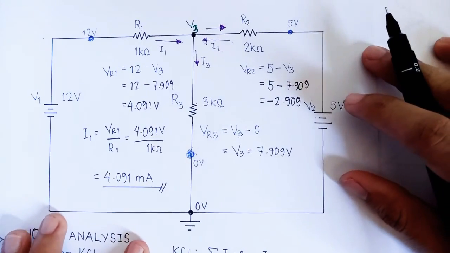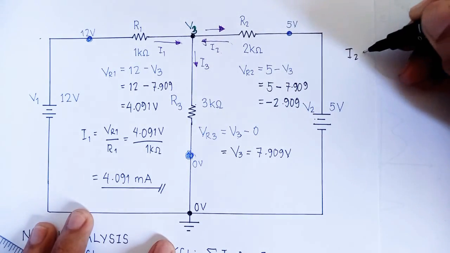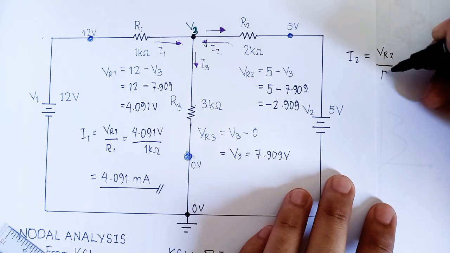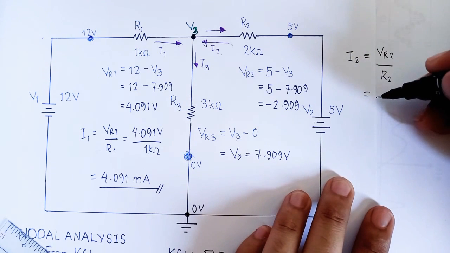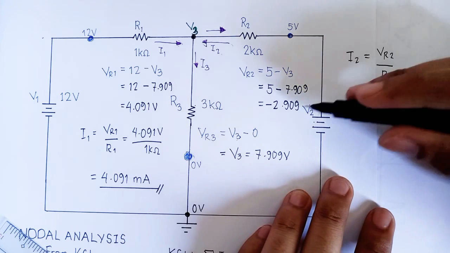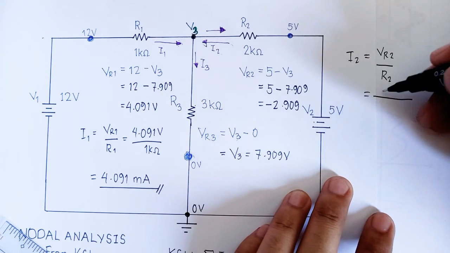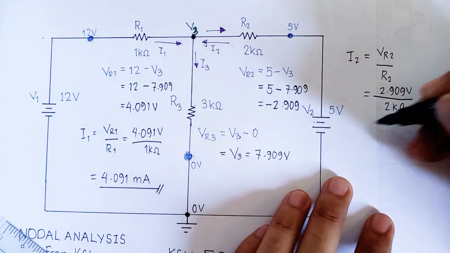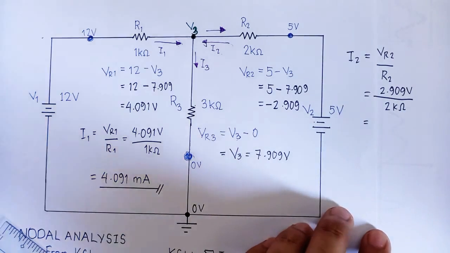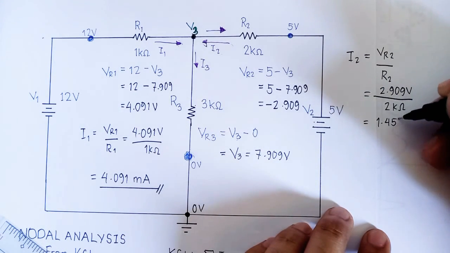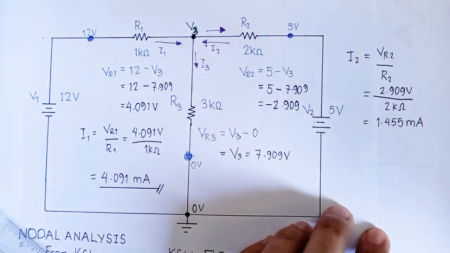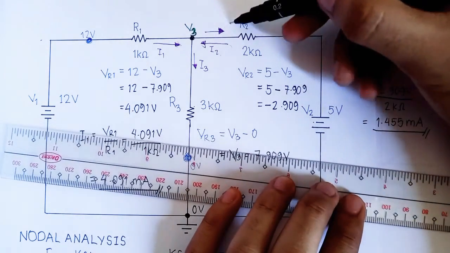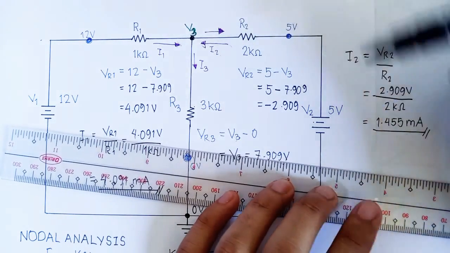Now, to solve for I2 naman, I2 is equal to the voltage drop of R2 divided by R2. And that is equal to voltage drop ni R2 na negative ba or positive? Positive na. So, 2.909 volts divided by 2 kilo ohms. That is 1.455 milliamperes. Okay, so here we go. At also take note na kinorek natin yung direction ng current.